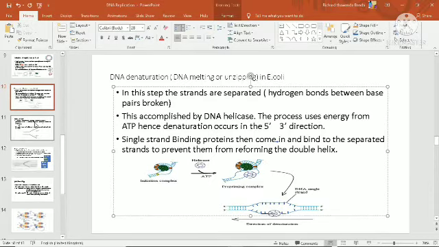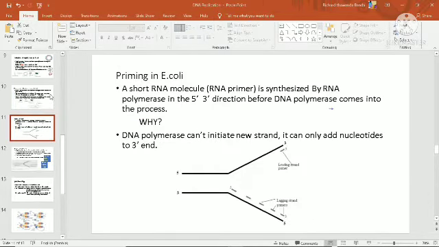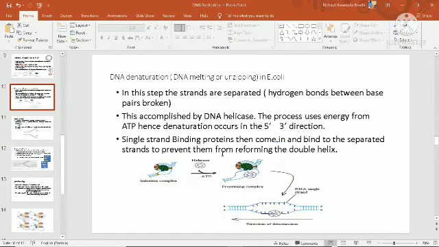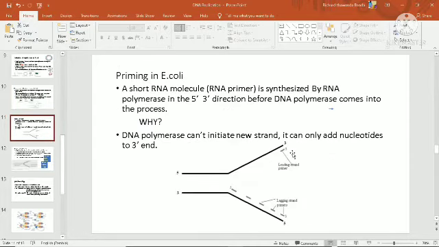Which brings us to the next step, which is priming. So you've separated the strands. You've started the replication from the origin of replication. You've separated the strands. And now, before the synthesis can start, what will happen is that RNA polymerase will come in and it will make a short RNA molecule. But why does it have to do that?